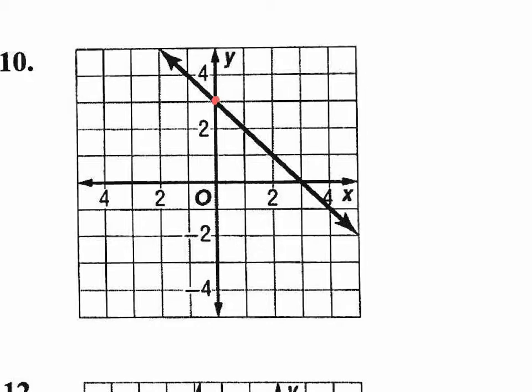Picking 2 nice points. There's one, there's another. What's happening from left to right? It's dropping. How many levels does it drop from the point that we selected to the other point? It drops 1 level and it goes over 1 level. So it's down 1 over 1. So the slope is -1 over 1. Of course, in the back, I believe they just write it as -1. But I like seeing the fraction since we visually see that it drops 1 and it goes over 1.